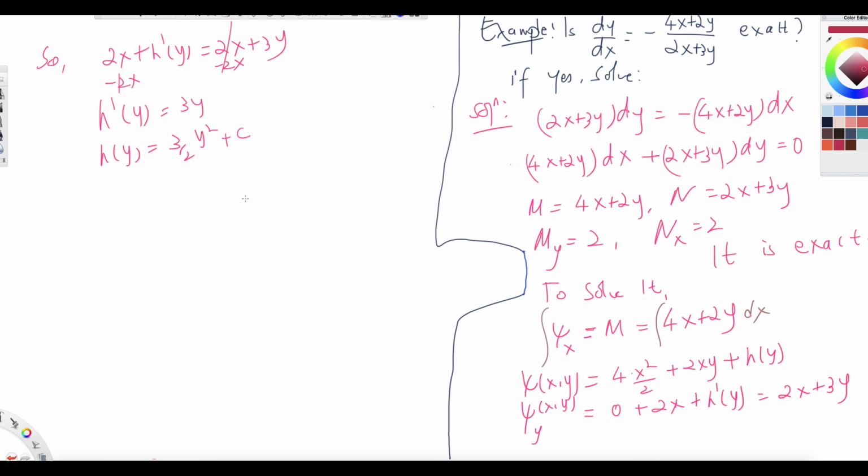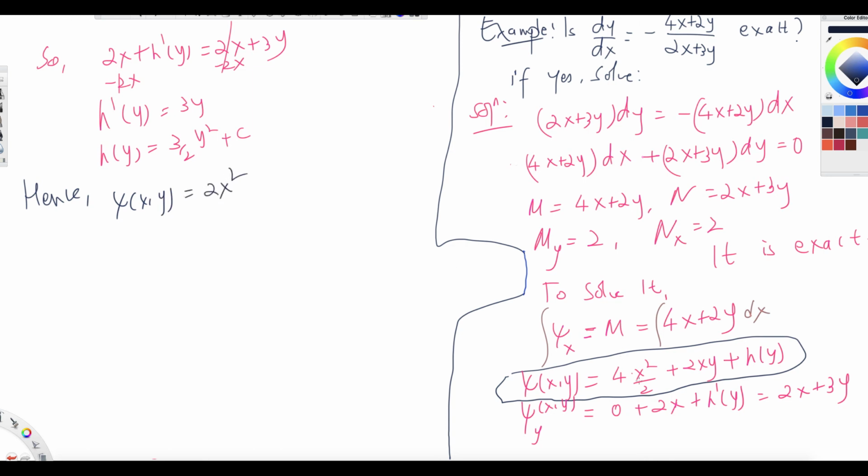Okay, guys. So what can we write for psi of x, y then? We got the expression for psi of x, y. Hence psi of x, y equals 2x squared, because 4x squared over 2 is 2x squared, plus 2xy plus 3 half y squared plus c. That's the value of psi of x, y. Now, what is the solution then? If you take psi of x, y equal to that, then you can write the whole left hand side as the derivative of psi of x, y.